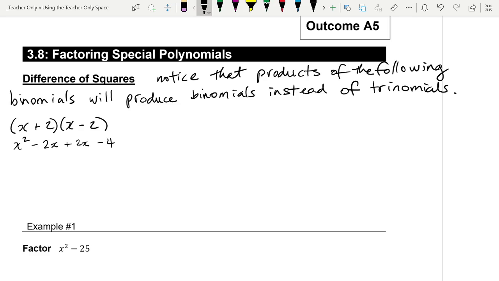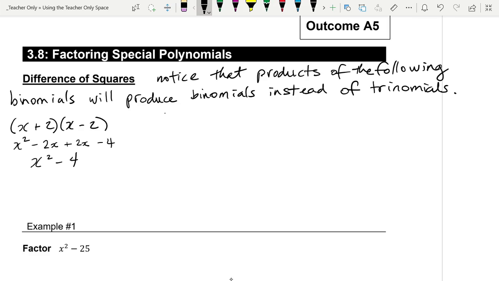And look what happens. See, right now it has 4 terms in it. But look what happens to the 2 middle terms. What happens when you add anything to its own opposite? You get 0, right? So those 2 middle terms go away. You end up with x squared minus 4, which, as I pointed out, is a binomial. We're used to getting trinomials when we do this. Let's try another one like it.